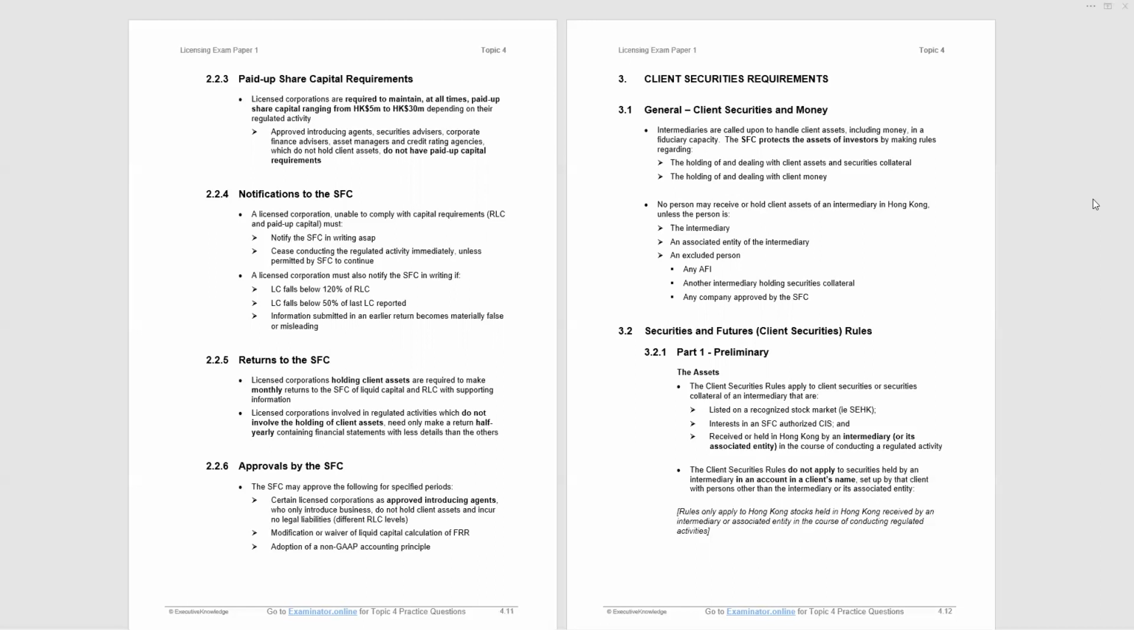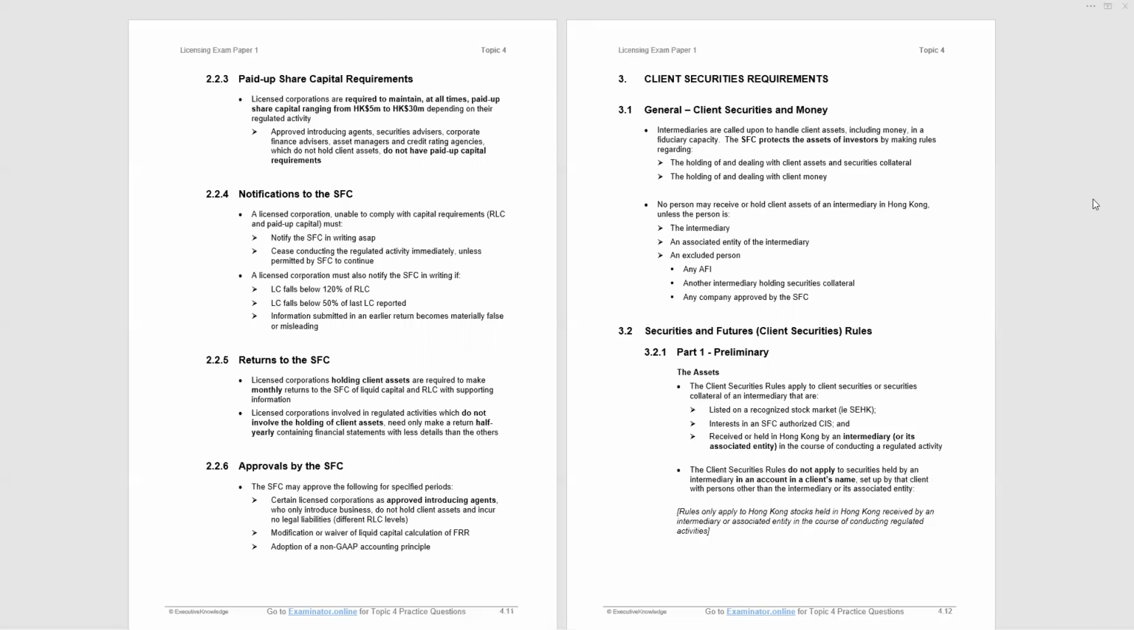If the liquid capital falls below 50% of the last liquid capital reported, again, you may be above the required liquid capital, but they still want to know because that's indicative of a potential liquidity problem. And if information submitted in an earlier return becomes materially false or misleading, so information you gave earlier no longer applies, they expect you to notify in writing.